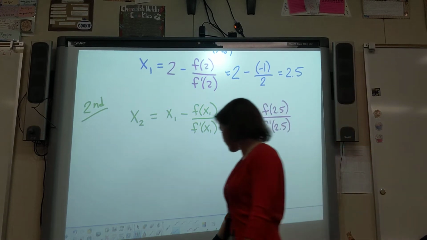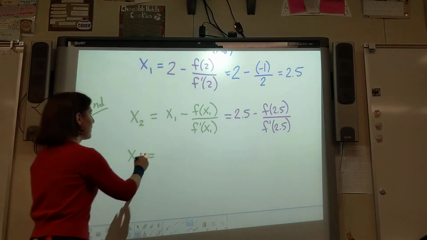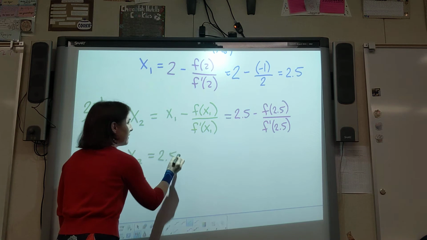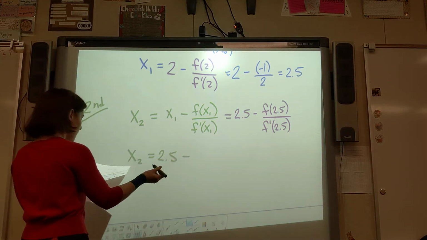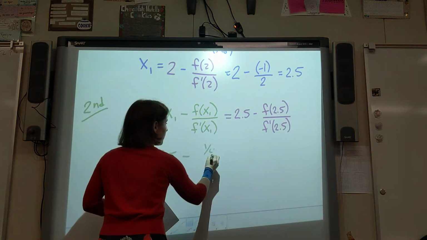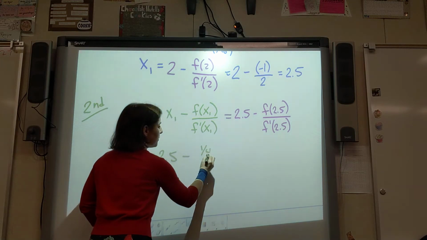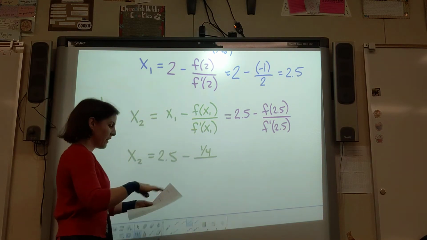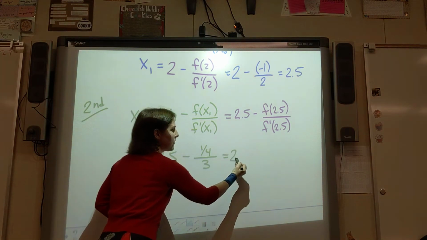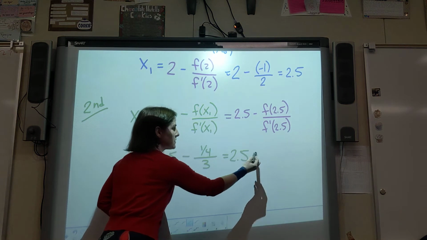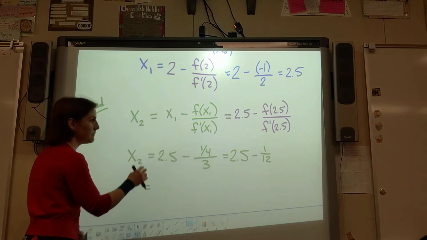So we're working through that. x sub 2 is, okay, so 2.5, and then minus... Oh, sorry. f of 2.5, we get 1/4, and then f prime of 2.5, we get 3. So we're looking at 2.5 minus 1/12. Okay, well, let's do some fraction fun.